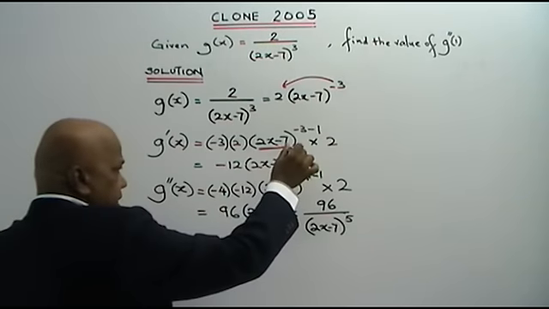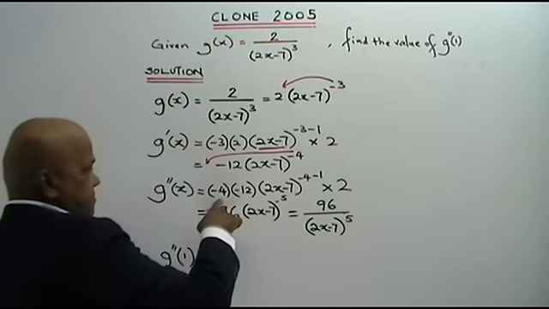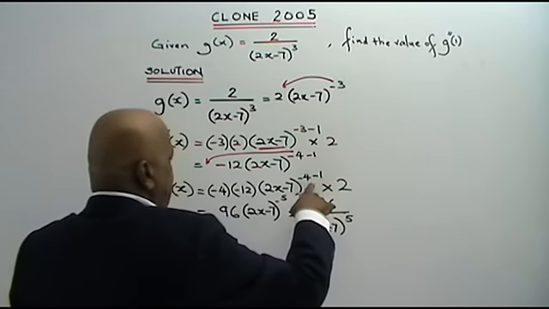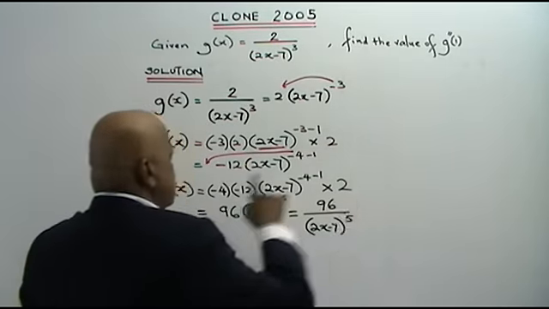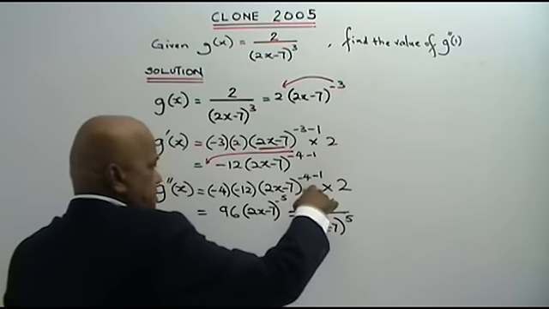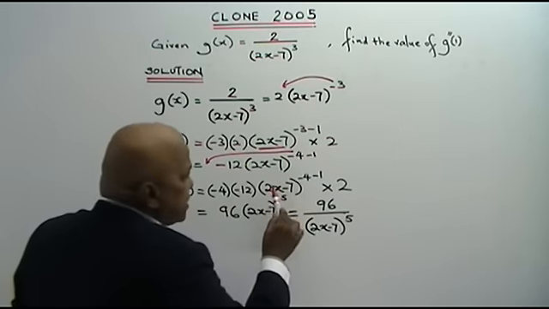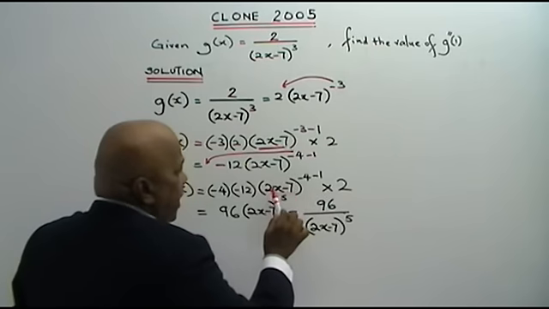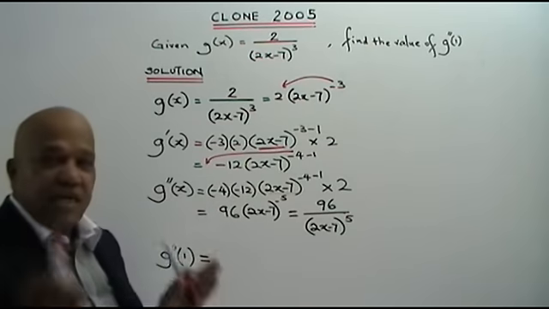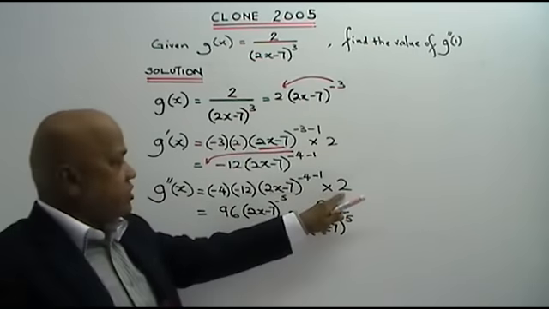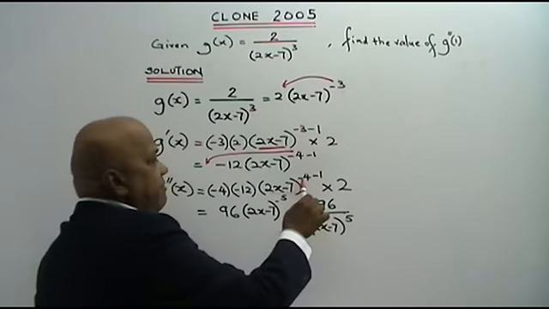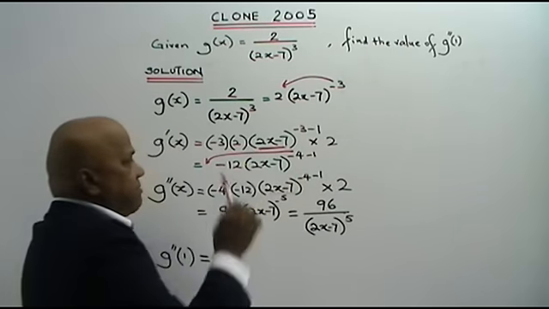So what do you do? Take the negative 4, bring forward, multiply here, and here you minus 1. So this is what you get: negative 4 times negative 12, bracket 2x minus 7, power negative 4 minus 1, times you differentiate 2x minus 7, like just now, you get 2. Negative 4 times negative 12 is 48. 48 times 2 is 96. 96, bracket 2x minus 7, power negative 5. Negative 4 minus 1, negative 5.